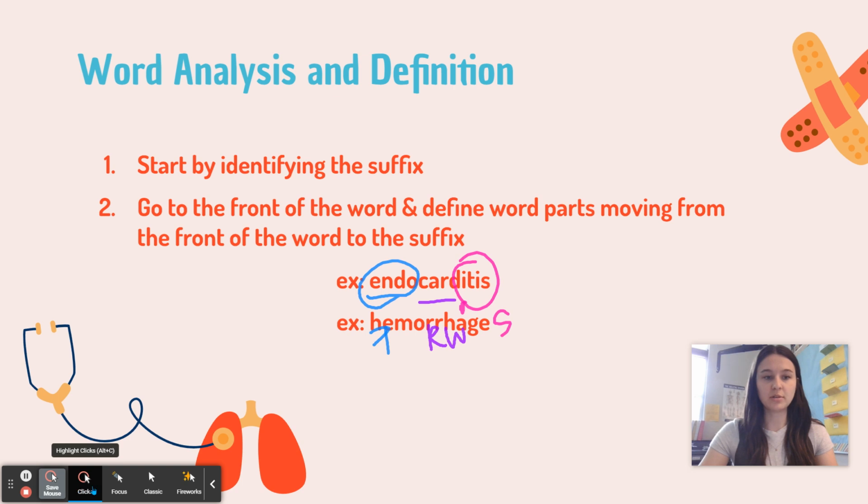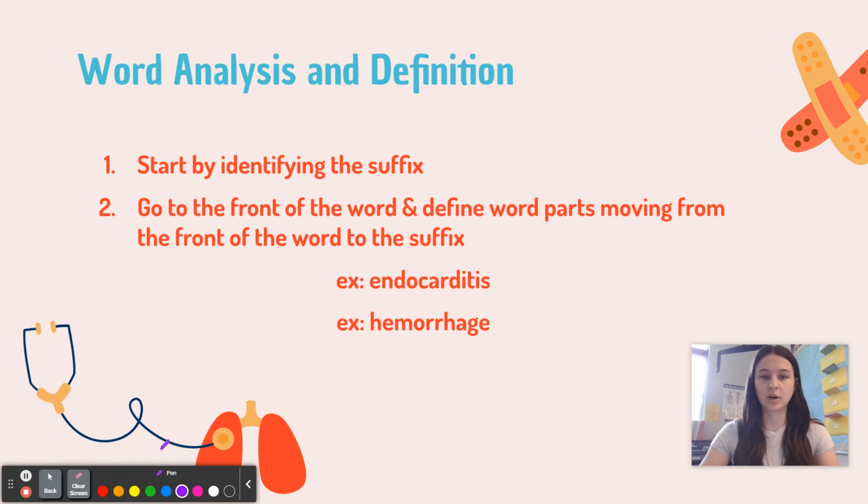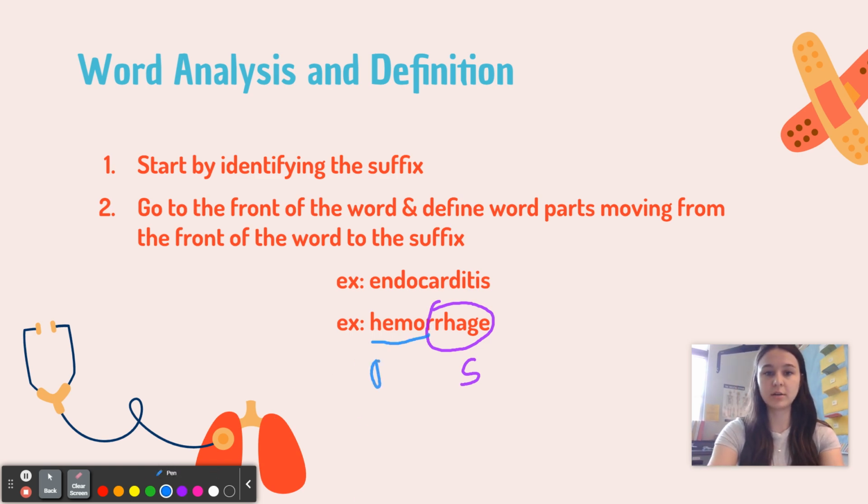Another example is the word hemorrhage, okay? And so the word part rrhage is a suffix that means to flow profusely or to discharge. And the word part hemo is a root word that means blood. And so if I am flowing profusely of blood, this probably means bleeding profusely. So I can use that to help me understand it.